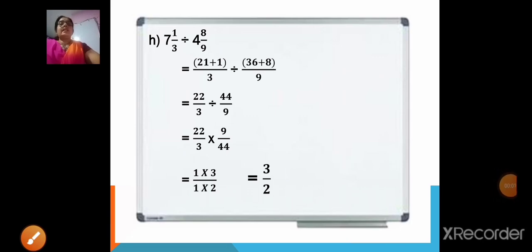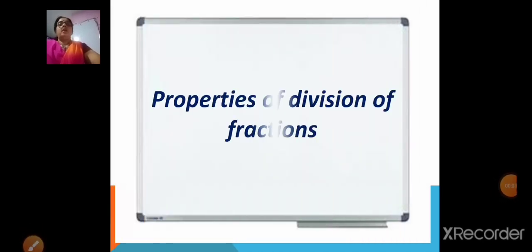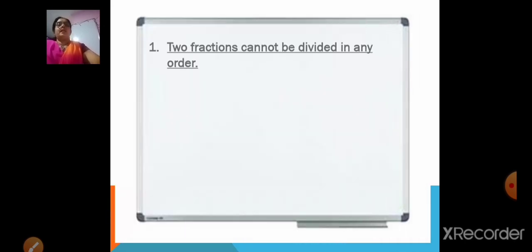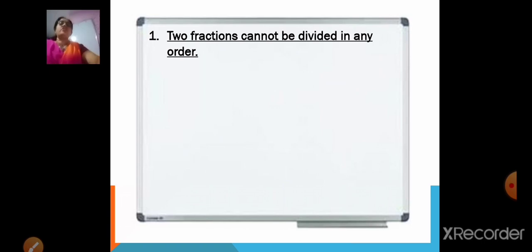Now let us continue with the properties of division of fractions. The first property is that two fractions cannot be divided in any order. Now here you can see the example: 2 upon 3 divided by 4 upon 5 is not equal to 4 upon 5 divided by 2 upon 3.